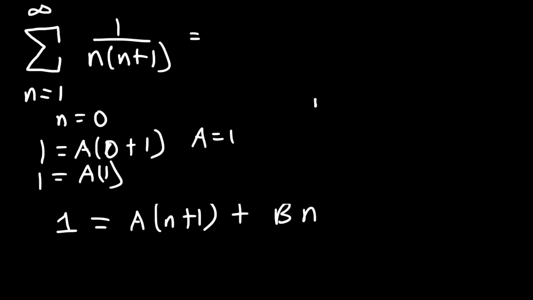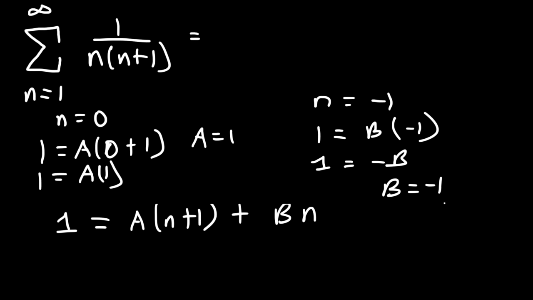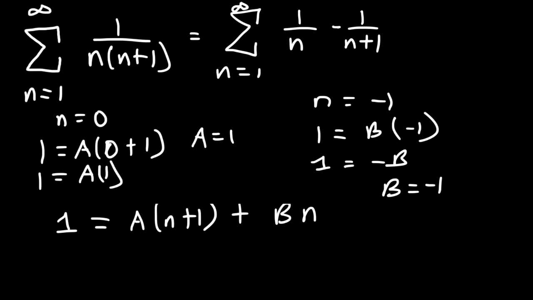Now, when n is negative 1, this will disappear because negative 1 plus 1 is 0, and 0 times a is 0. So I'm going to have 1 is equal to b times n, and n is negative 1. So 1 is equal to negative b, which means b is negative 1. Therefore, I can rewrite the series like this. This is going to be a over n, which is 1 over n, and then plus b over n plus 1, so b is negative 1, and then over n plus 1.